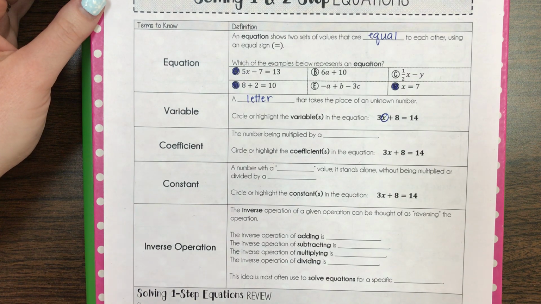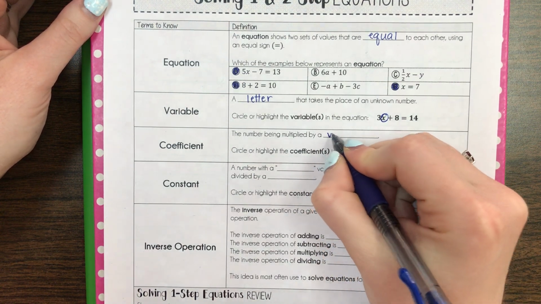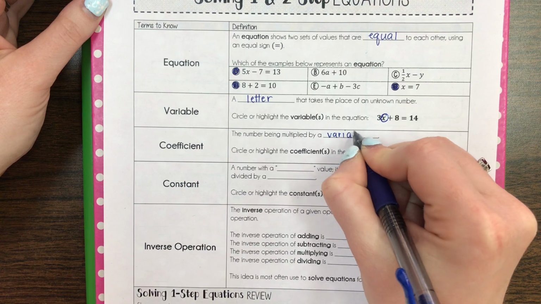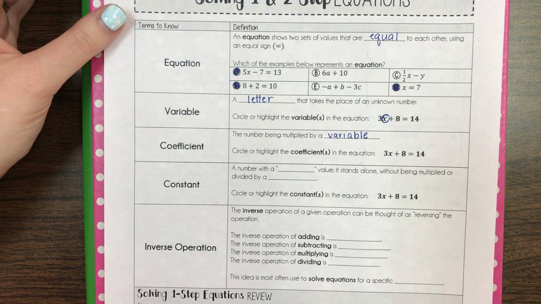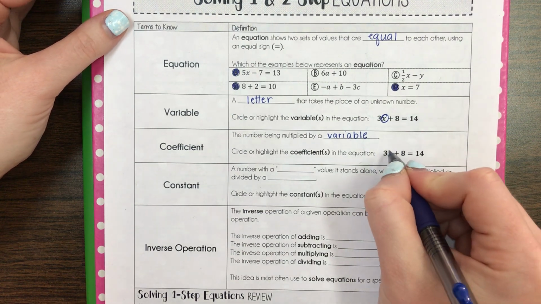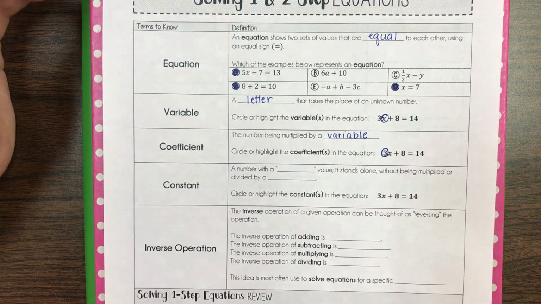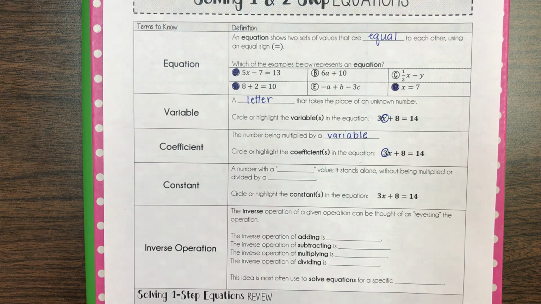A coefficient is the number being multiplied by a variable, so the number in front of the variable. So in this example here, our coefficient is 3. Notice how I just circled the 3, not the whole term 3x, because those are different parts.